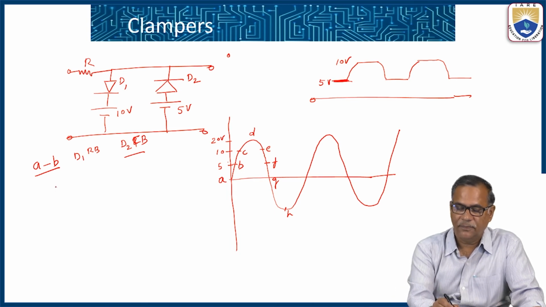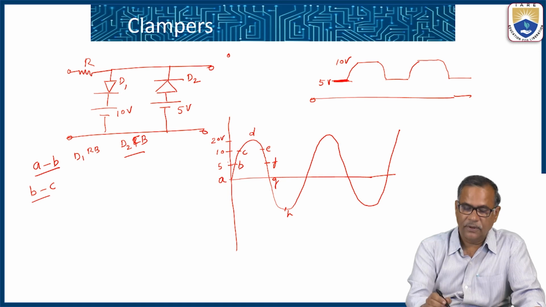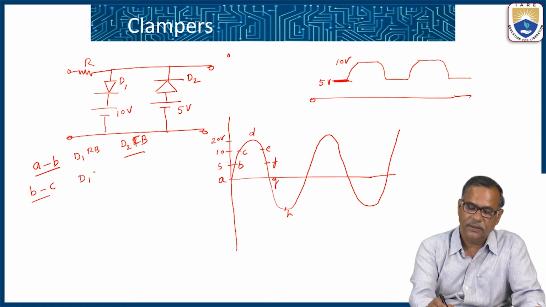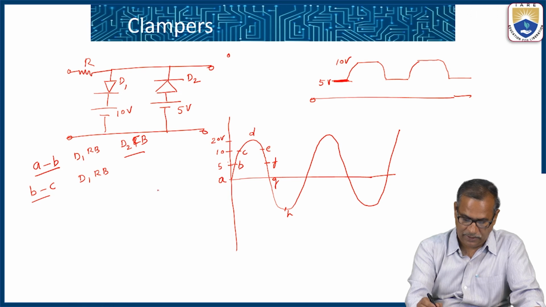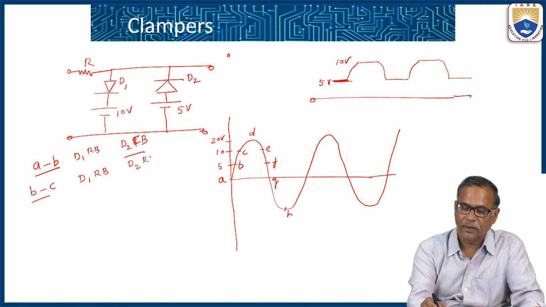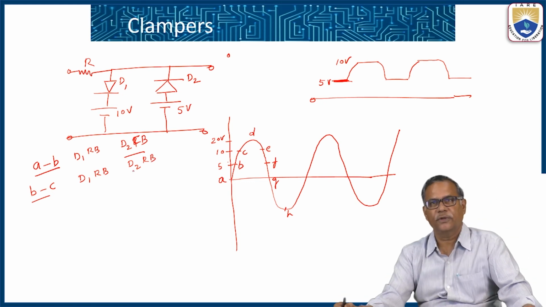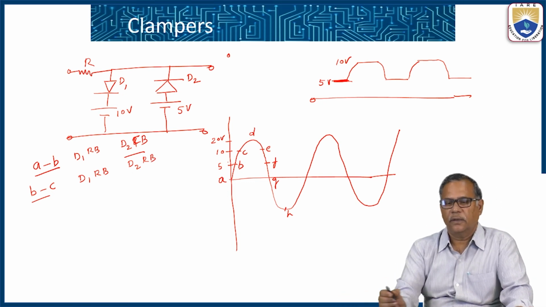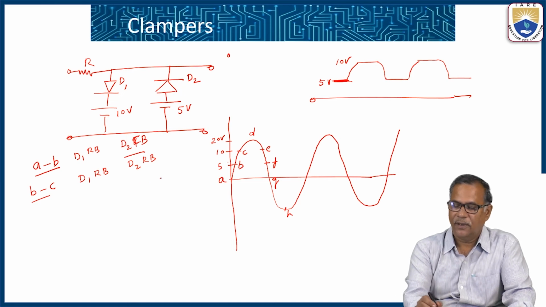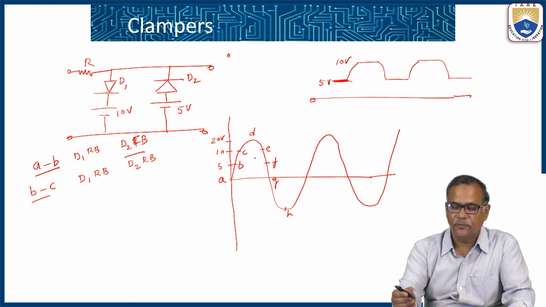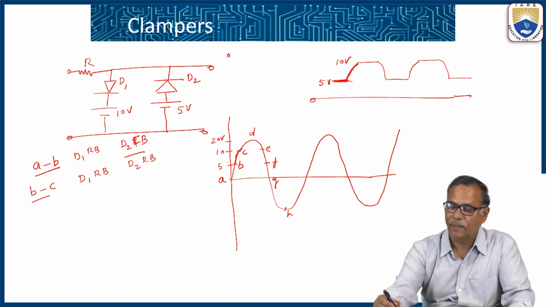And from the points B to C, when the voltage is less than 10 volts, still the diode D1 is in reverse bias and D2 also is in reverse bias, because from B to C the voltage is more than 5 volts. So D2 becomes reverse biased and the output voltage is equal to the input voltage. So from B to C, I simply get this shape. So I am getting this waveform like this.